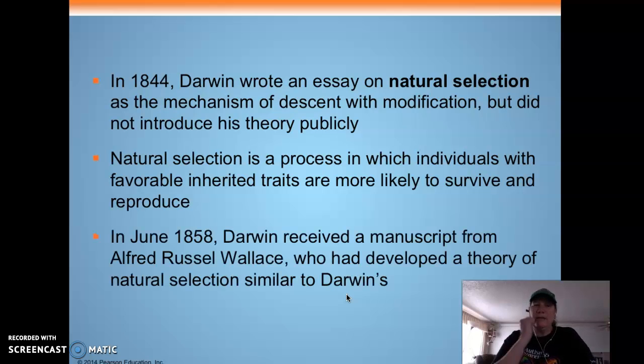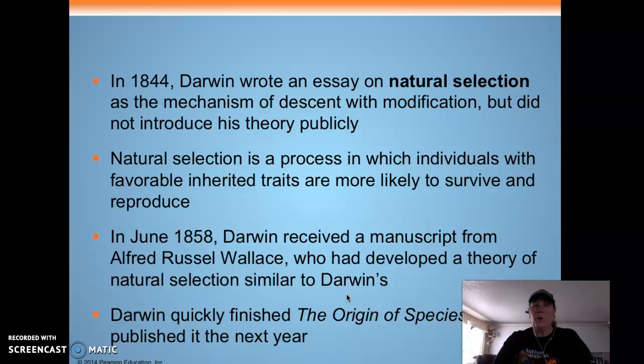In 1858, he got a manuscript from another guy named Wallace, who had developed a theory of natural selection similar to Darwin's. So the two of them started working together to hash it out and make sure it looked good. Wallace was on the same path as him, and Darwin wondered, do I work with him? He had written an essay about it, but he hadn't really published it yet. Now he was a little worried because Wallace was coming up with the same ideas.